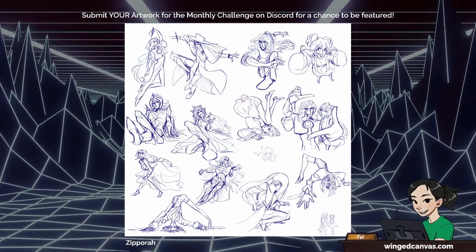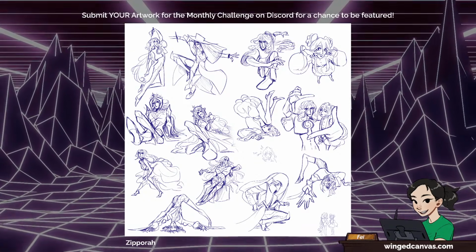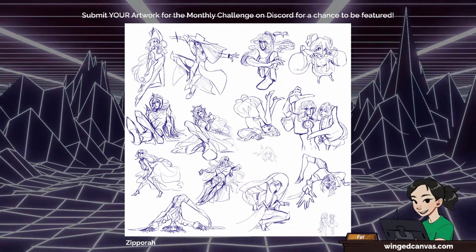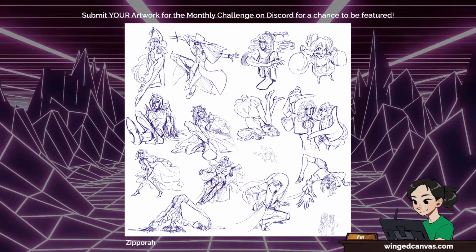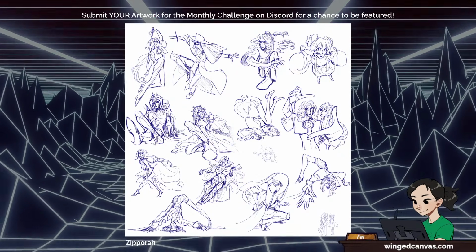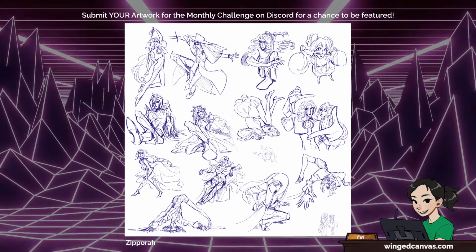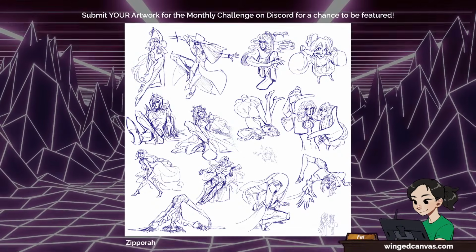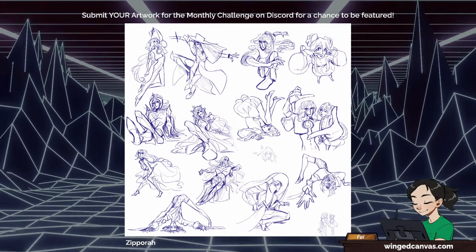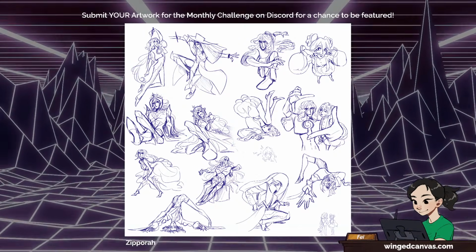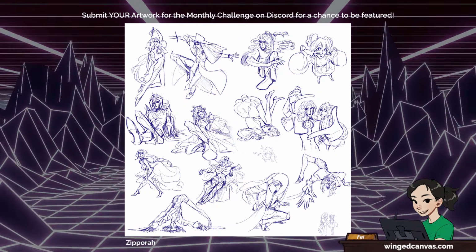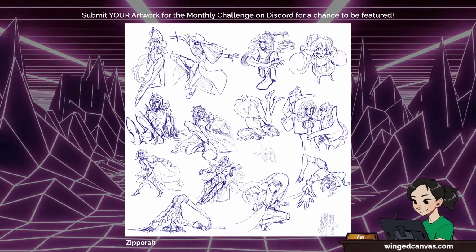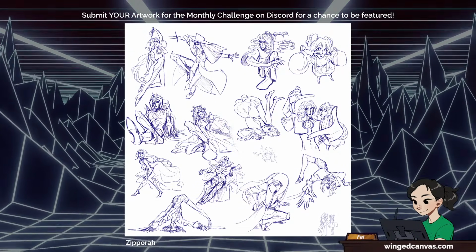All right, second submission, Zipporah. Zipporah, these are so awesome. These are so cool. I know you submitted your references too, but it's really cool to see how you can stylize your figures by basing them off of just Pinterest references. Love seeing the foreshortening, love seeing you really stylizing the characters. So really well done. Thank you for submitting.